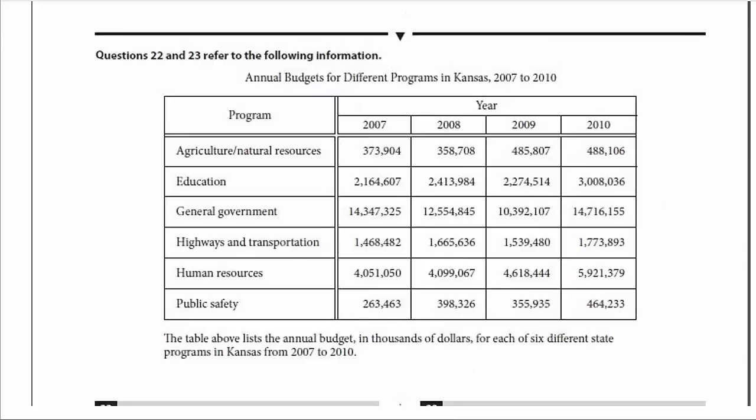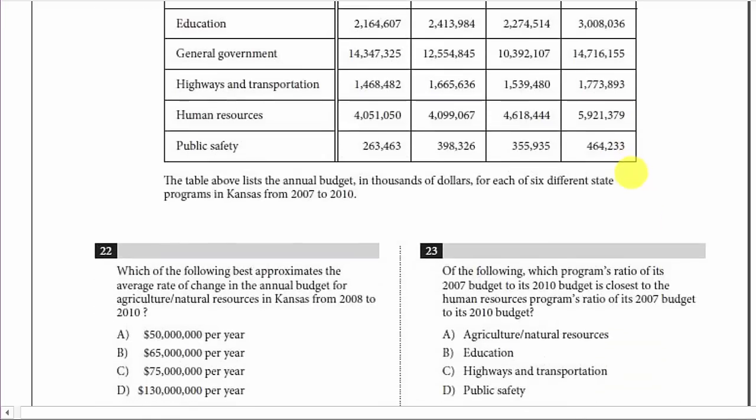All right, so this table here is what we're going to use to answer questions 22 to 23. This is annual budgets for different programs in Kansas, 2007 to 2010. It says the table above lists the annual budget in thousands of dollars for each of six different state programs in Kansas from 2007 to 2010.